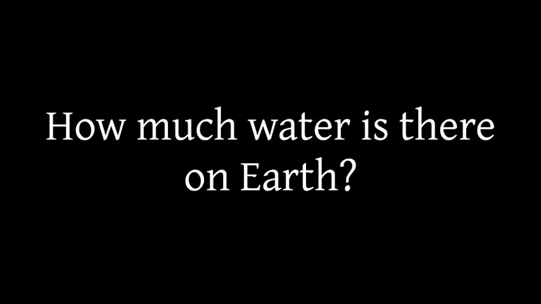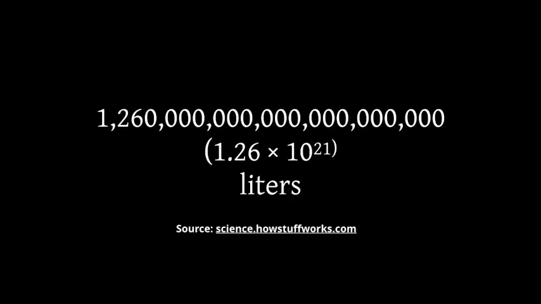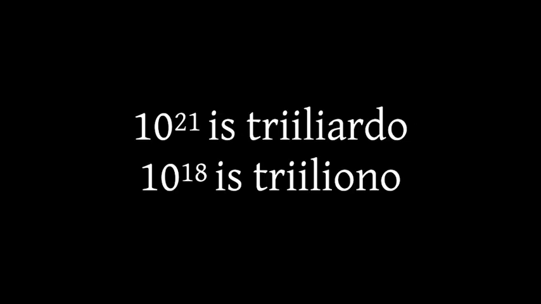All right, let's cap off. How much water is there on Earth? Well, I Googled quickly and found an article at howstuffworks.com that said that there's 1.26 times 10 to the 21st liters of water on Earth. Let's put this in Esperanto. Everybody take a deep breath. 10 to the 18th is a triiliono, and 10 to the 21st is a triiliardo.